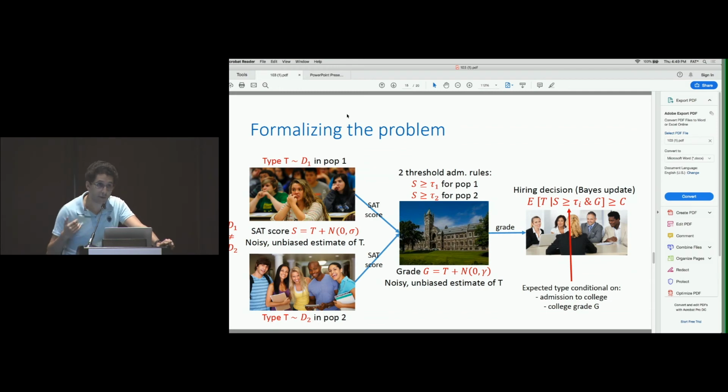And finally, the employer is going to do a Bayes update. The employer is going to compute the expected type of a student given that the student has been admitted to college, given that he knows what population the student is from, and given the grade or the transcript that he's seeing about the student. And he's going to say, well, if this expected type, expected qualification level, is high enough, I want to hire these students.